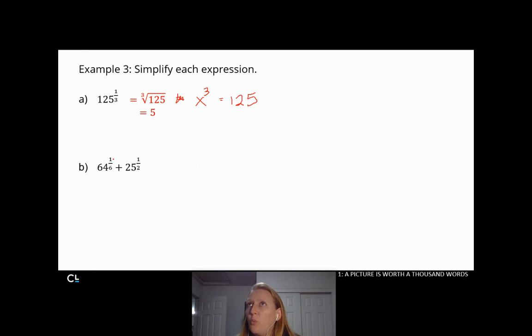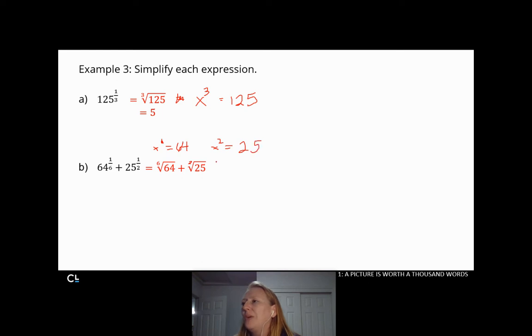So 64 to the 1/6 power. Oh my gosh. So that's the 6th root of 64, plus that's a 1/2, so the square root of 25. I guess you could put a 2 there if you wanted to. You don't really need to, but if you want it there, you could have it. So remember, this means we're looking for something to the 6th power that would equal 64. And this is something to the 2nd power that would equal 25. Sorry, I don't have my pen here.